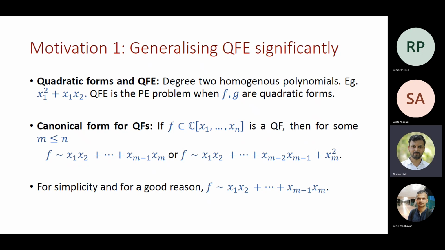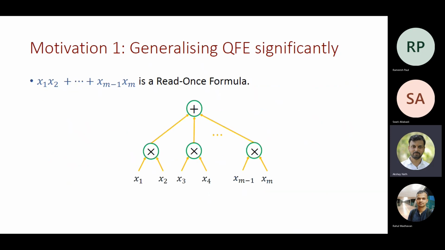For example, let's just focus on the field of complex numbers. If f is a quadratic form in n variables over the field of complex numbers, then for some m less than or equal to n, we can show that f is either equivalent to the sum x1 x2 + ... + x_{m-1} x_m, or f is equivalent to the sum of x_m squared and x1 x2 + ... + x_{m-2} x_{m-1}. And in fact, for simplicity and for a very good reason, we can just assume without loss of generality that the first case holds. Now notice that this polynomial, the sum x1 x2 + ... + x_{m-1} x_m, is a read-once formula. This is what its formula looks like.